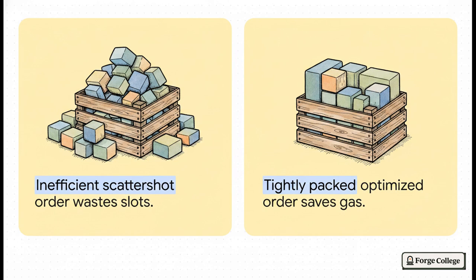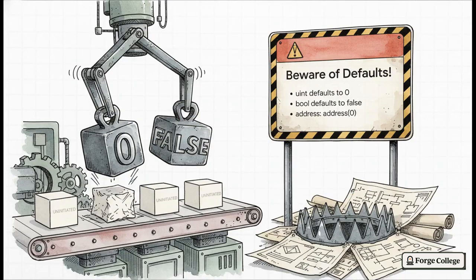Just by reordering your lines of code, you literally saved your users a ton of gas. Pretty cool, right? But wait, as we build this out, there is a massive trap we need to talk about.